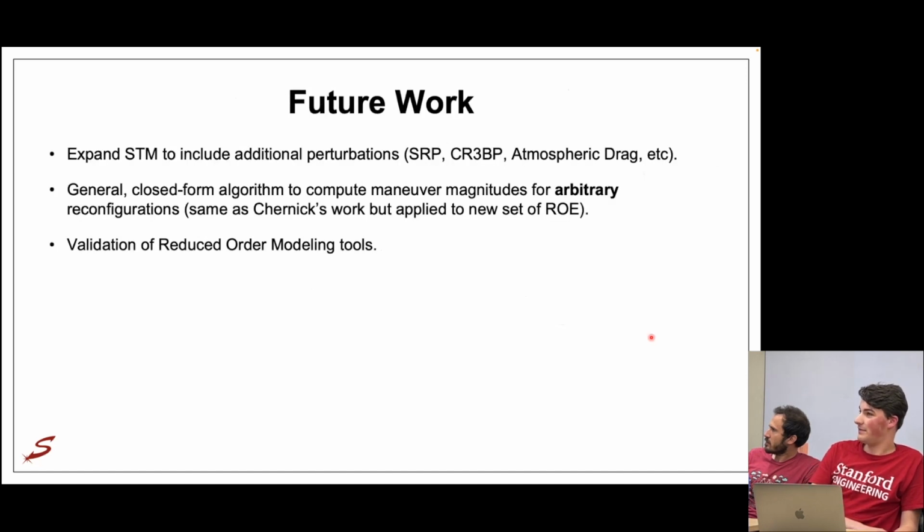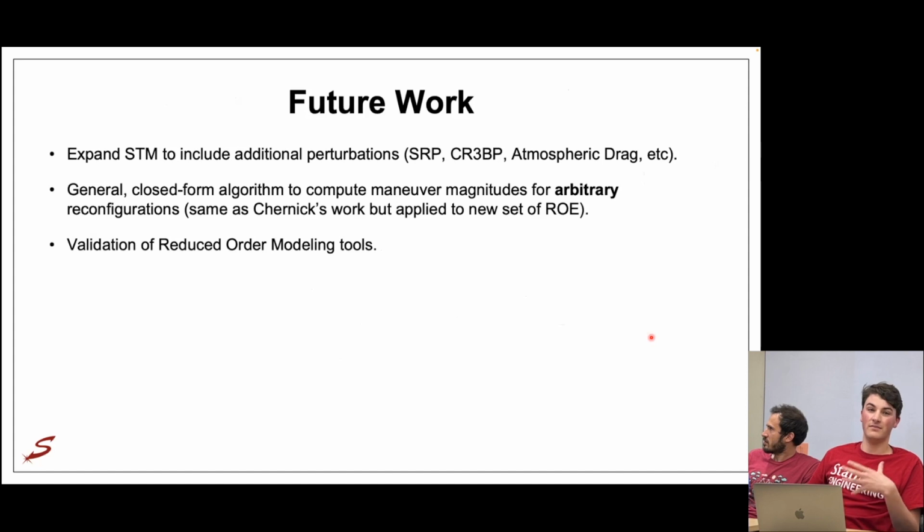All right, that's about all I have. So it's future work. I'm planning to expand the state transition matrix to include additional perturbations. And this is not a very hard problem to do because some great state transition matrices have been generated for Professor D'Amico's ROE set. So I can just perform a coordinate transformation on that and get it into the set of ROEs that I'm working with.